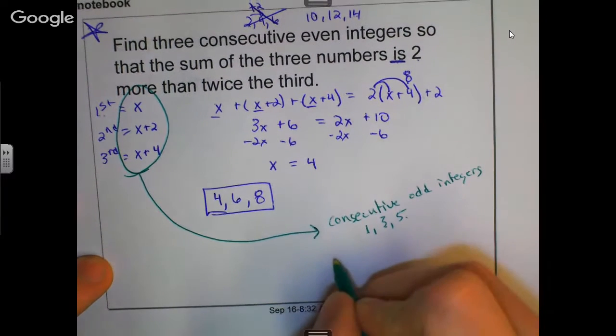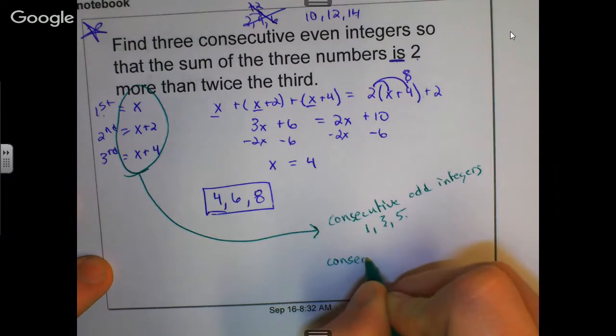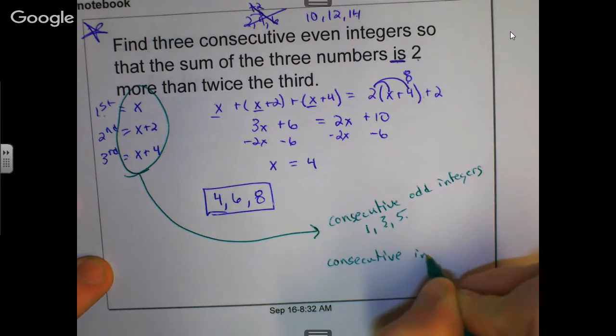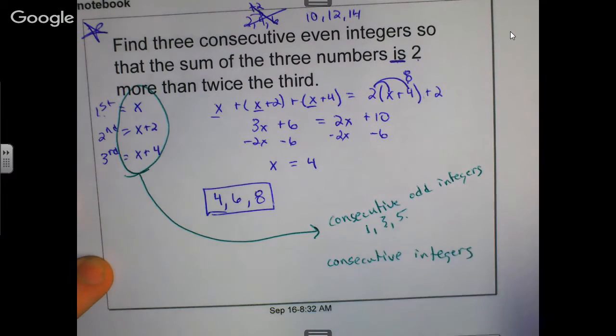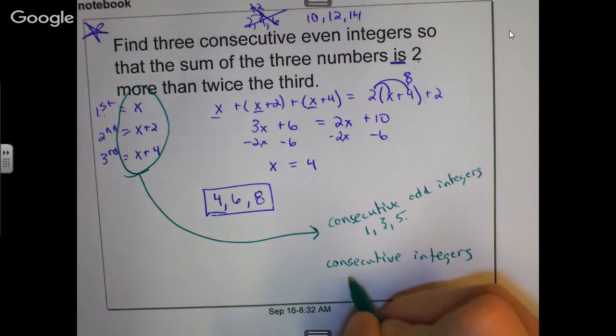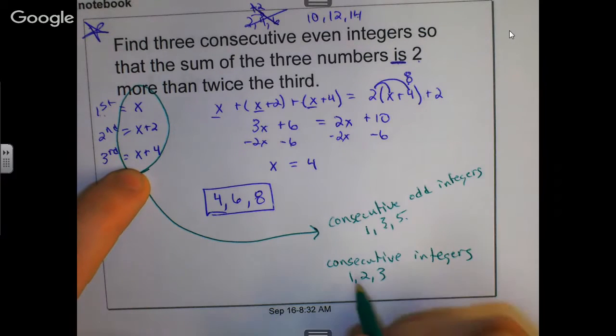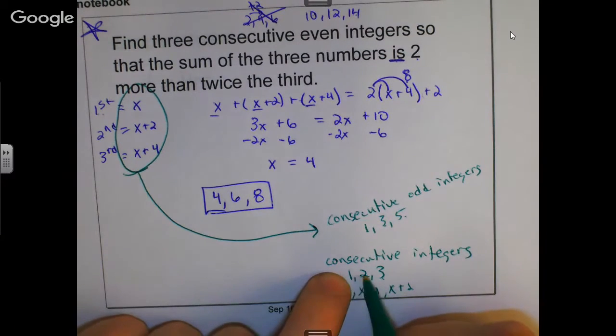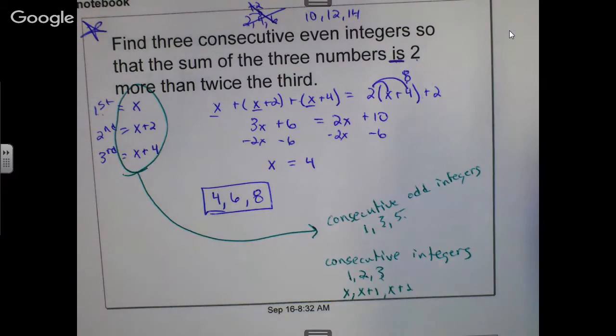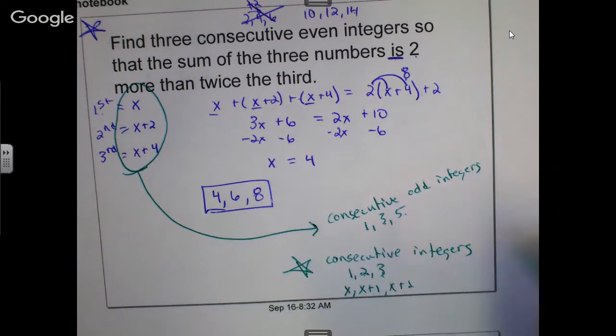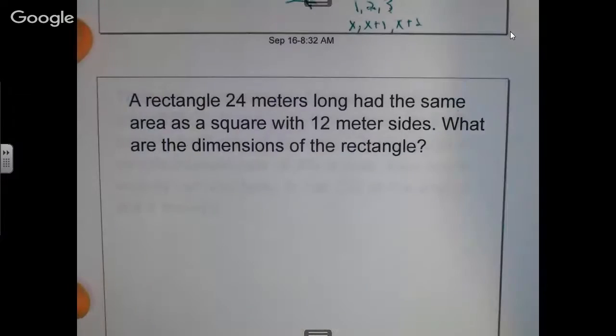Let's say consecutive integers. Okay, just regular consecutive integers like 1, 2, 3. Will these change now? Well, sure they will, because if this is x, then this will become x plus 1, and this will be x plus 2. I had 1, added 1 to get the 2. From the 1, I added 2 to get to the 3. Okay, so this is some important stuff right here. We'll need to know that.